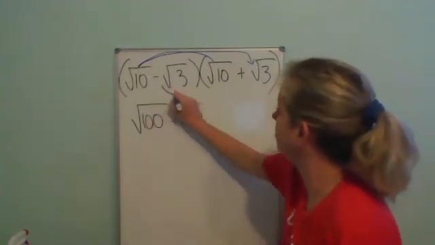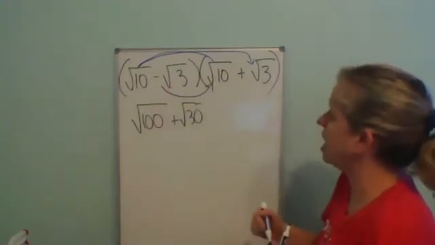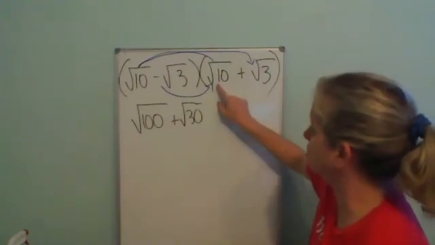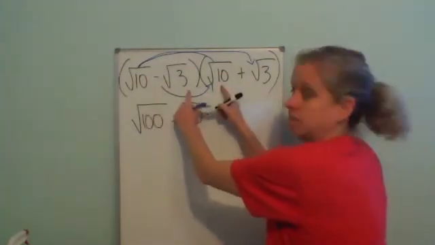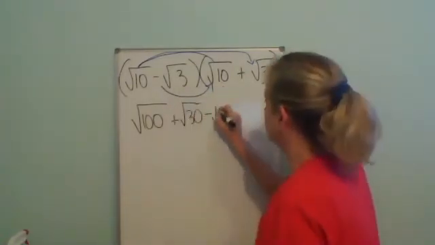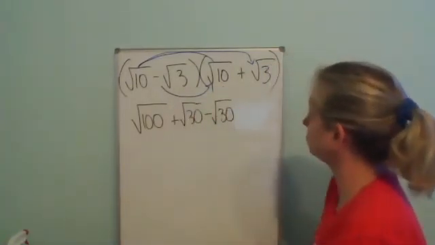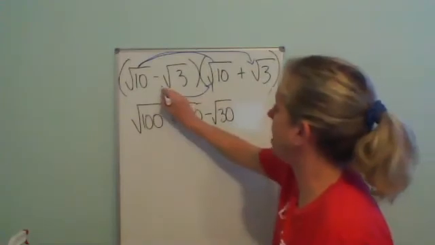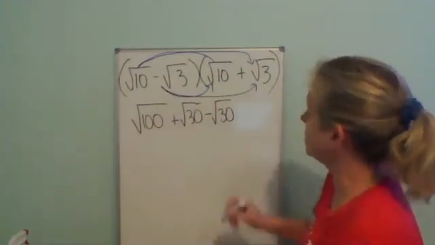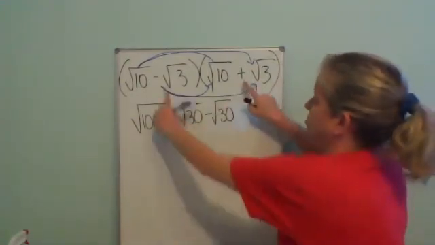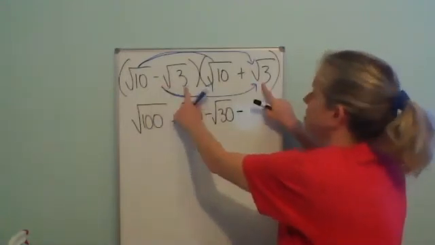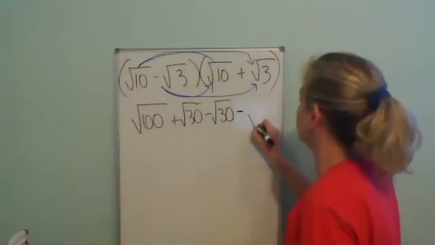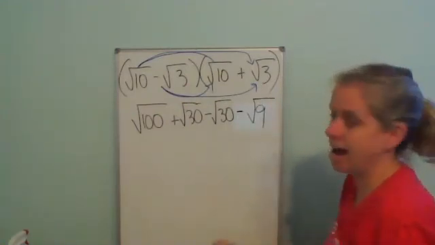My inner, let's see, negative square root of 3 times the square root of 10. So that's going to be minus, multiplying that together, which gives me the square root of 30. And then my last, negative square root of 3 times positive square root of 3. So the negative times the positive gives me negative. Multiply the square roots together to get the square root of 9.